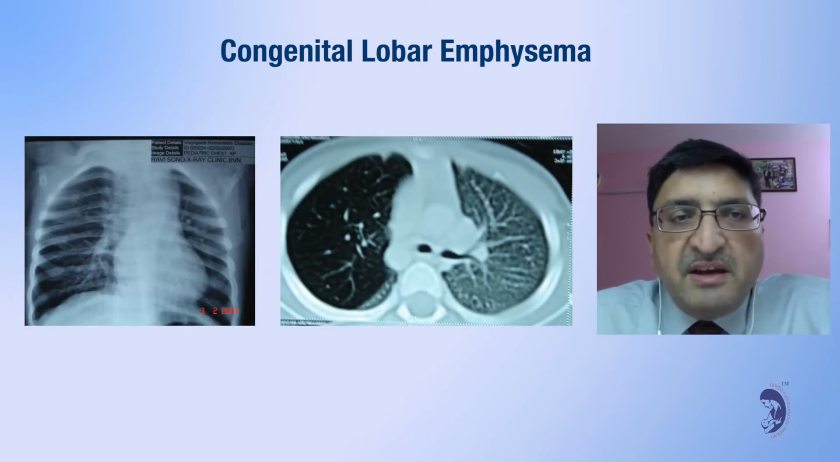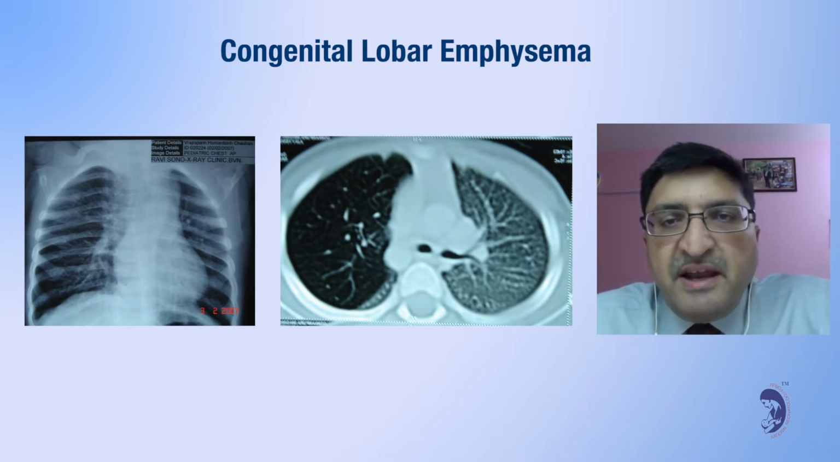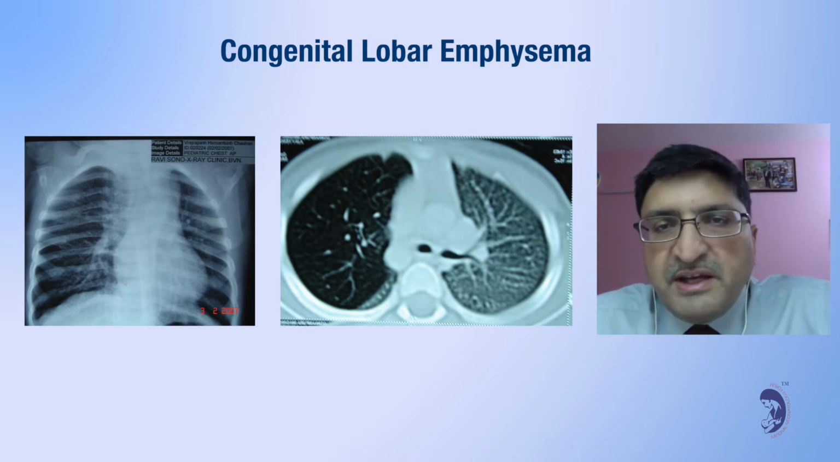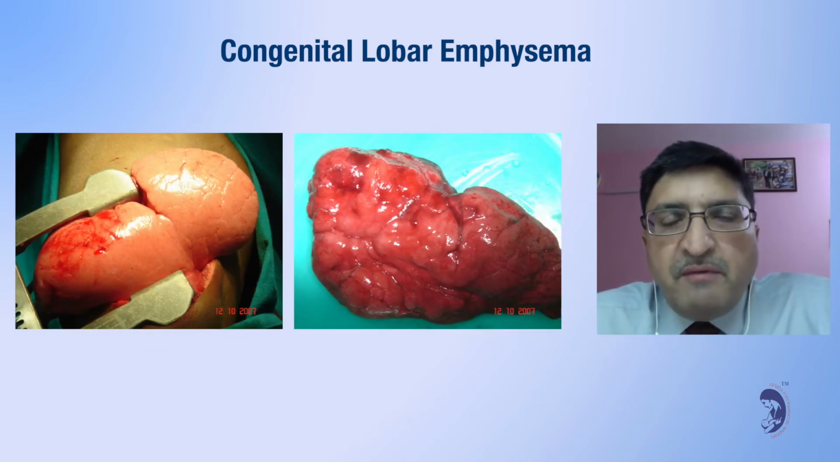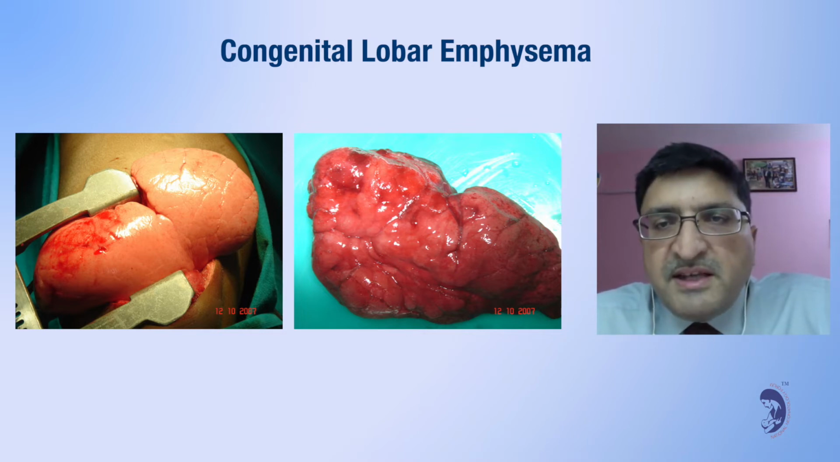This is the X-ray, which shows a right-sided hyperinflated lung, which is suggestive of a CLE. The CT scan again shows a hyperinflated lobe, and this is the small compressed lobe, which is also seen. The compressed lobe, of course, is a normal lobe. When these children are operated, when the thoracotomy is done, invariably the hyperinflated lung pops out all of a sudden, no sooner the chest is open. This is the resected lobar specimen of the CLE.